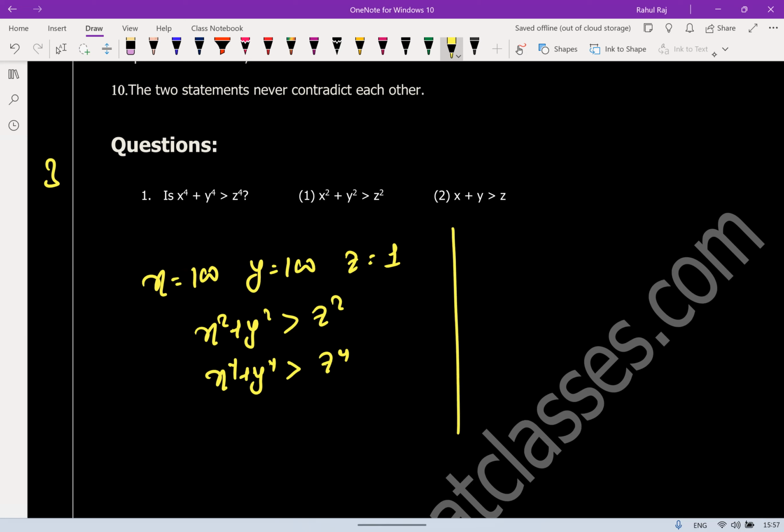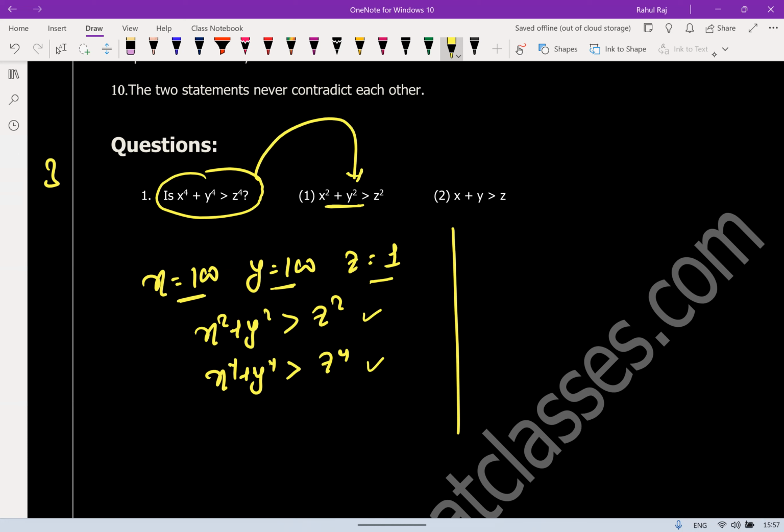I've given you a yes situation, that if you take x is equal to 100, y is equal to 100, z is equal to 1, statement number one suffices: x square plus y square is greater than z square, and x to the power 4 plus y to the power 4 is greater than z to the power 4. Simple, straightforward logic, right? Because please understand, it's a data sufficiency question, guys, and you are supposed to answer this question: is x to the power 4 plus y to the power 4 greater than z to the power 4, with the help of statement number one.